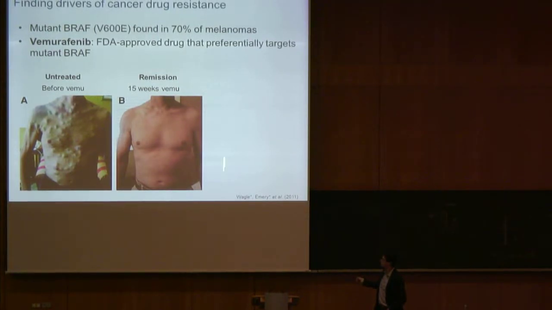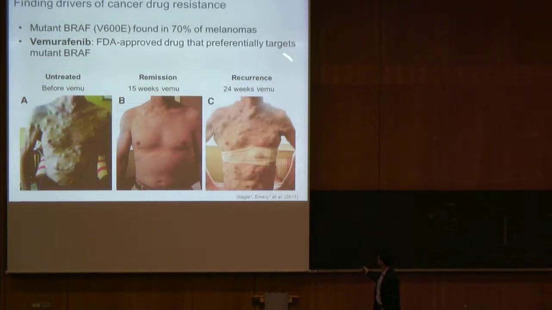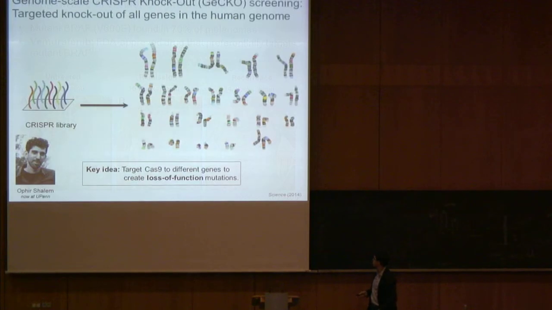You can see after treatment with vemurafenib, this initially really quite amazing remission. Unfortunately, in almost all cases of patients treated with vemurafenib with extended treatment, you can see recurrence of these tumors. It comes back. And so we had initially wanted to ask what are all genes in the genome that might drive resistance to vemurafenib.